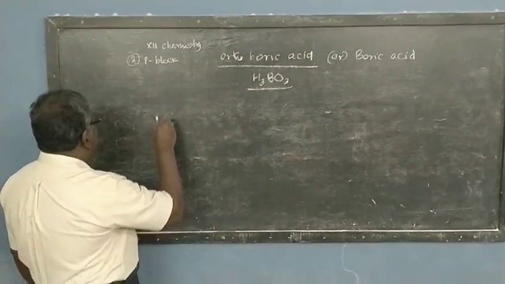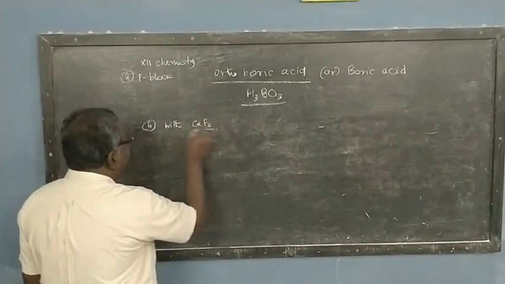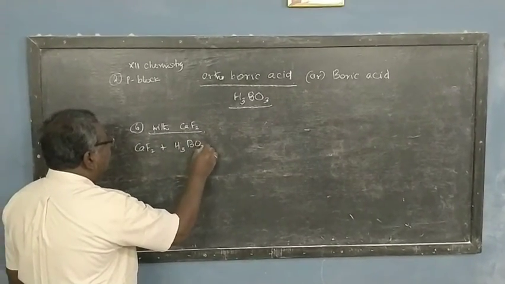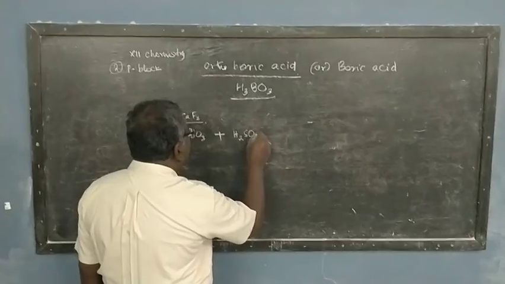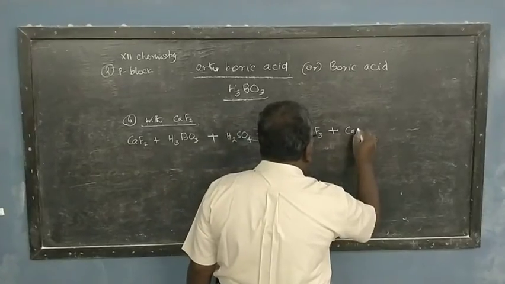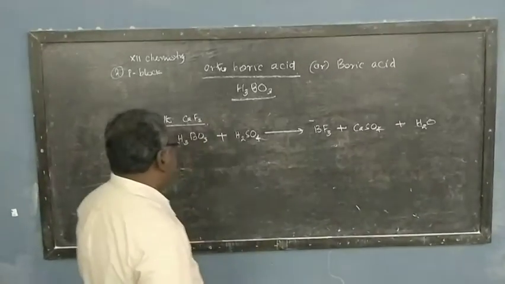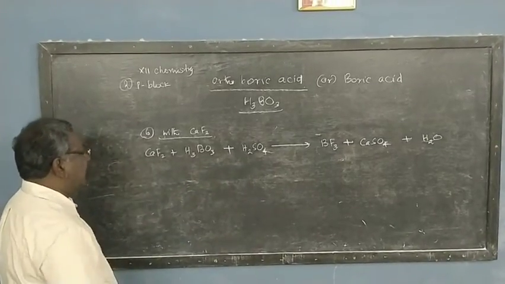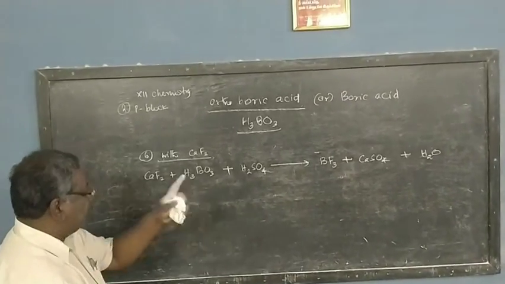Then the sixth one is with calcium fluoride. So calcium fluoride reacts with boric acid and sulfuric acid to form boron trifluoride. Along with that, it forms calcium sulfate. Along with that, it forms water molecule. So these are the three products formed. So boron will join with fluorine forming boron trifluoride. Calcium will join with sulfate forming calcium sulfate, and we get boric acid, and we get water molecules.